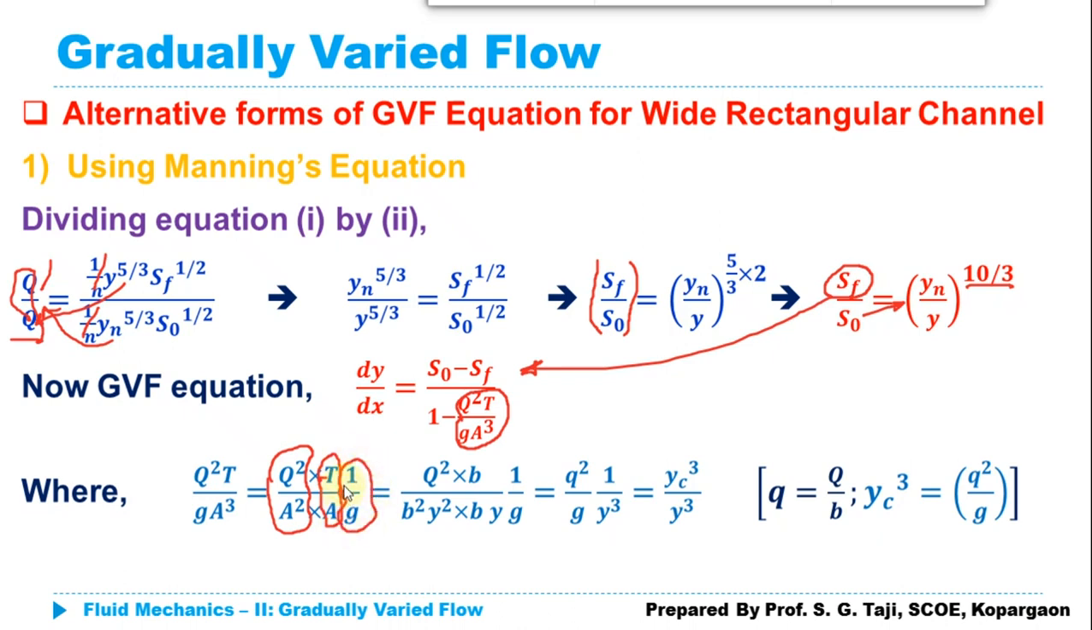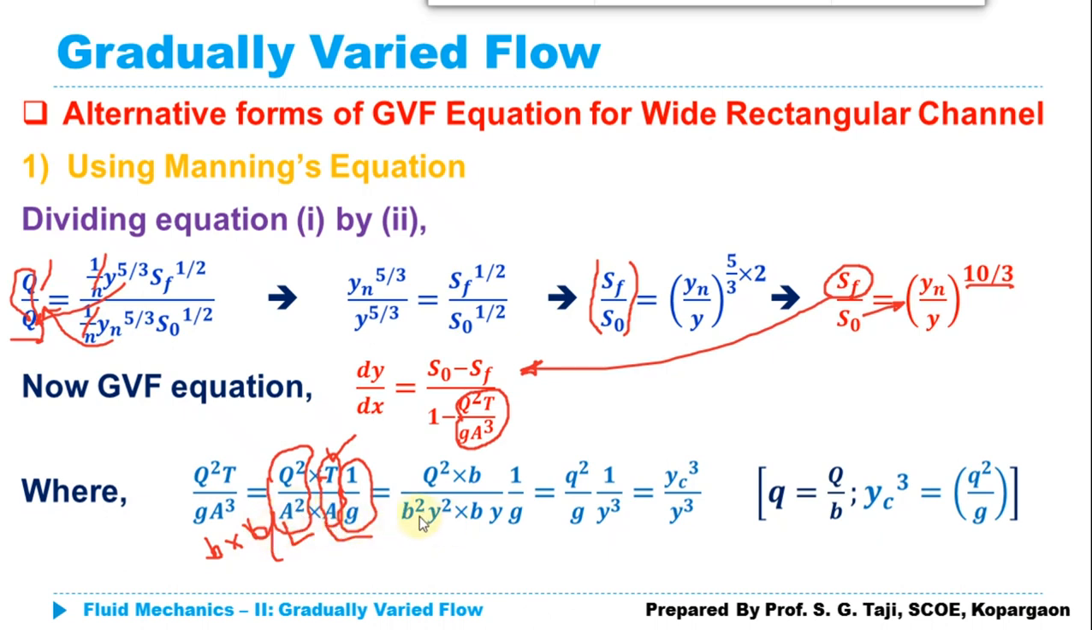So I am simply going to put all the values of A here. If I am considering a wide rectangular channel, obviously the top width will become equal to the bottom width, because in case of a rectangular channel top width T is equal to B. For the wide rectangular channel, this area can be written as B multiplied by Y, and this A is also written as B multiplied by Y.